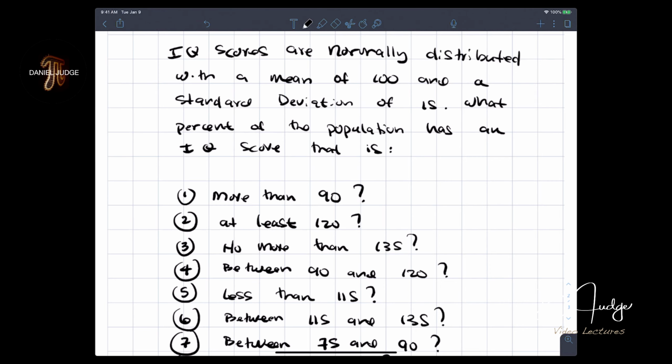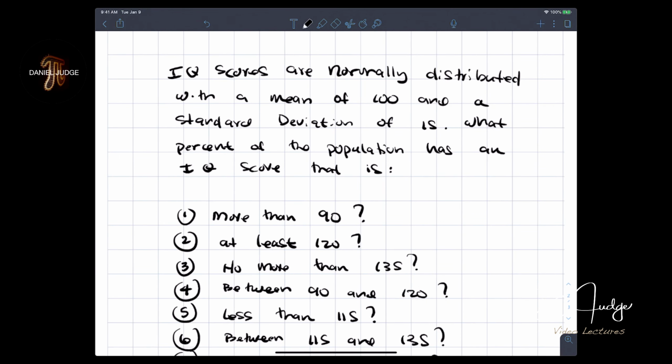All right, so let's go through and read this so we can do these things from start to finish, and show you guys how this process works. Now, notice this is what's called a normal probability distribution question. And people say, Mr. Judge, how do I know? Well, you know because you're reading that IQ scores are normally distributed. So that's a big tip-off, right?